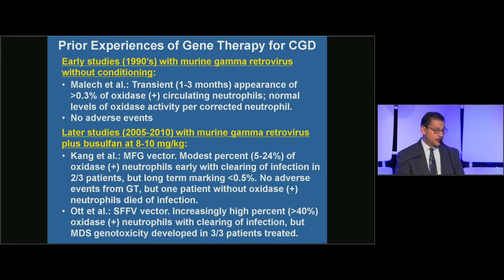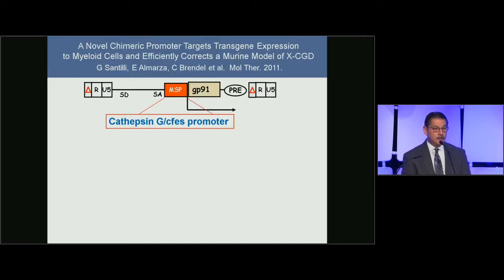And then subsequently a study done in Europe using a spleen focus-forming virus gamma retroviral vector found initial clearing of infections, but an increasing percentage of oxidase-positive neutrophils. And in fact, the patients developed myelodysplastic syndrome from insertional oncogenesis in 3 of the 3 patients treated. And so with the evidence of efficacy but the genotoxicity from the gamma retroviral vectors, investigators in Europe went on to develop this SIN lentiviral vector.